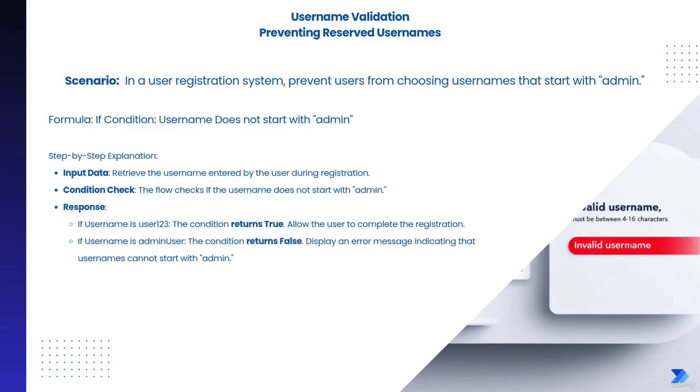Response: if the username is user123, the condition returns true. Allow the user to complete the registration process. If the username is admin_user, the condition returns false. Display an error message indicating that usernames cannot start with admin.